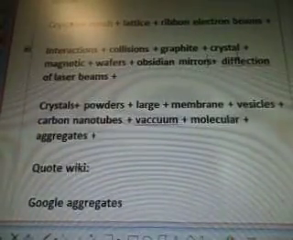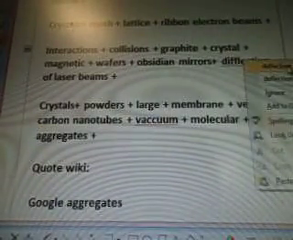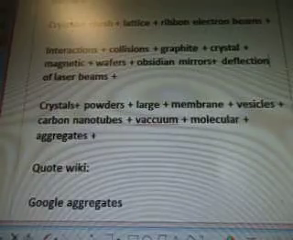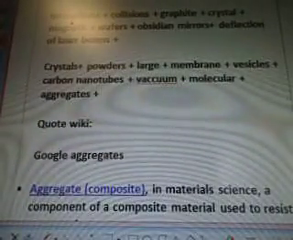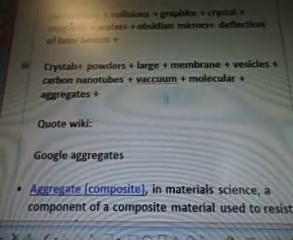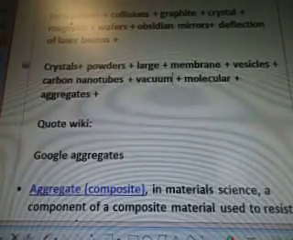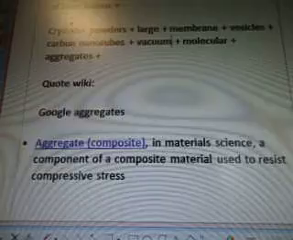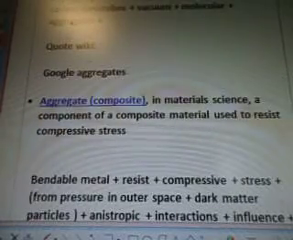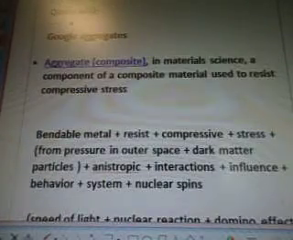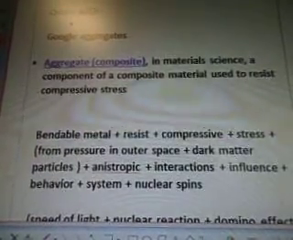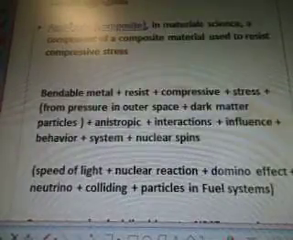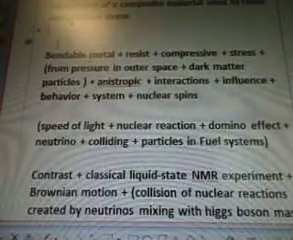diffraction. I put deflection, should be deflection of laser beams, supposed to be diffraction, but it's okay. Crystals, powders, large membrane vesicles, carbon nanotubes, vacuum, molecular aggregates. Quote from wiki: Google aggregates to find out what it means. Aggregates, composite in materials science: a component of a composite material used to resist compressive stress. So the formula continues.